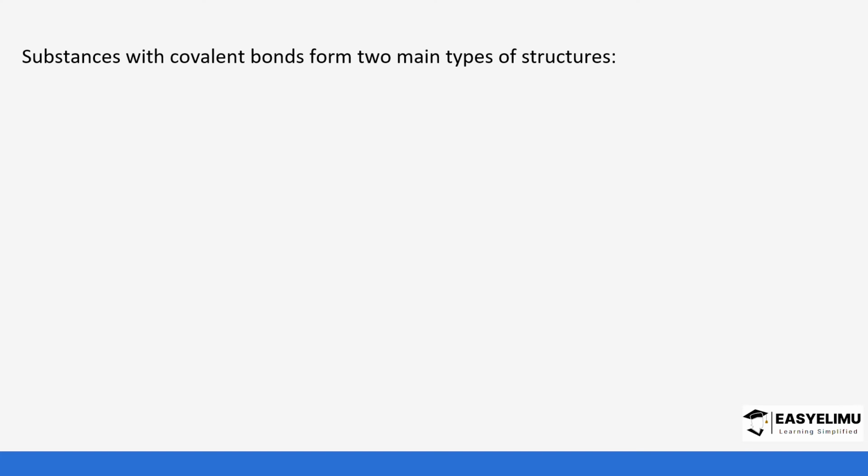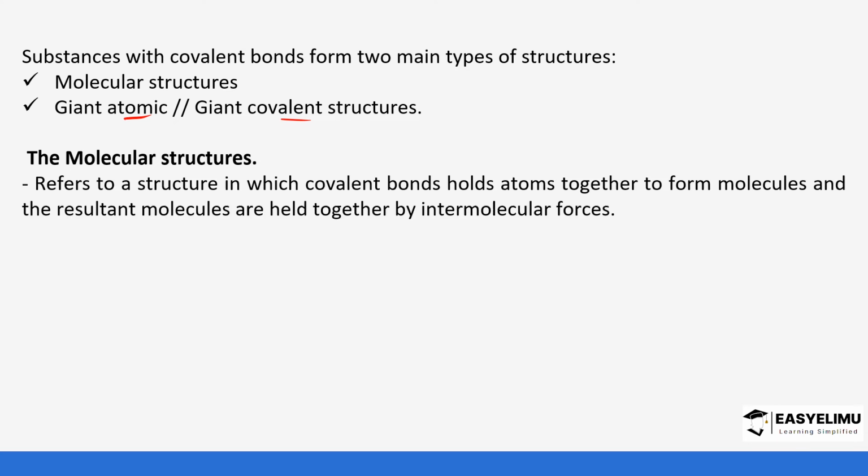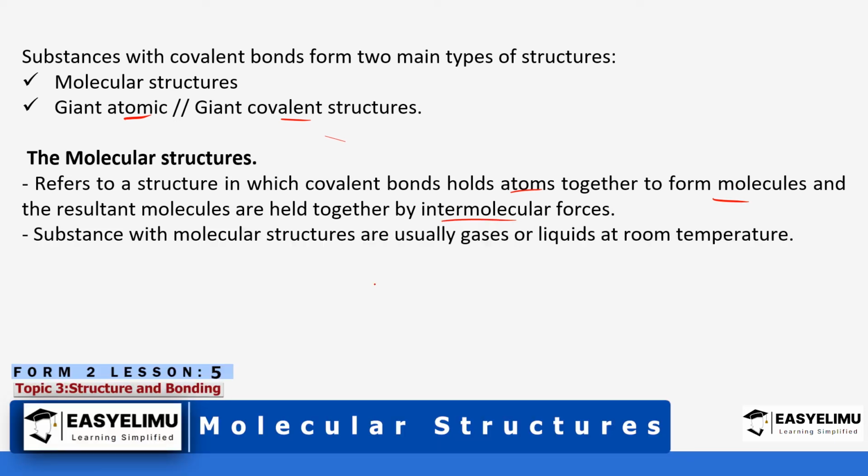Substances with covalent bonds usually form two types of structures. We have the molecular structures and the giant atomic or giant covalent structures. The molecular structures, which are part of our lesson for today, usually refer to structures in which covalent bonds hold atoms together to form a molecule, and then the molecules are held together by intermolecular forces.